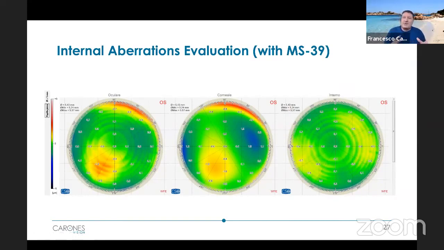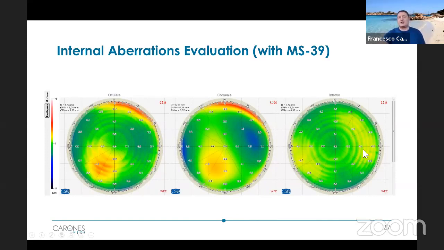Here is another example where it is interesting to discriminate whether the internal aberrations or any aberrations are coming from the cornea or from the inner part of the eye. Here you can see some coma when evaluated on the whole aberration map. Here you see the aberration coming from the cornea only. So again, the coma we are talking about.